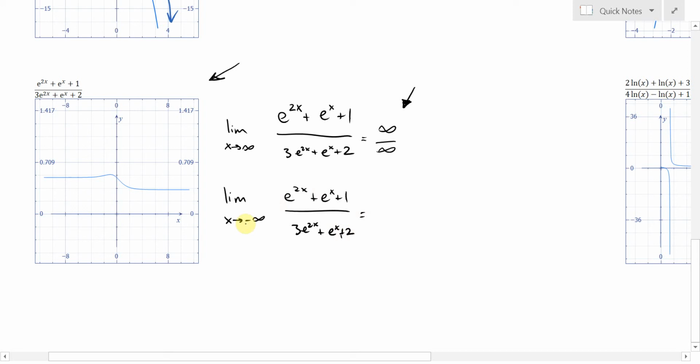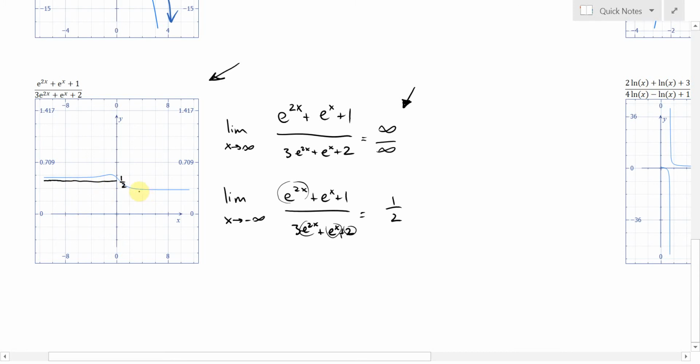Well, now if we plug in negative infinity, e to the 2x is actually going to go down to 0. That would be e to the 2 times negative infinity, which is just e to the negative infinity, which is 0. And the same thing is going to happen to all of these e to the x type terms. They're all going to go to 0. So the only thing you're left with is the 1 here and the 2 on the bottom. 1/2. And indeed, you can kind of tell it has this horizontal asymptote at 1/2 as we go out to negative infinity.